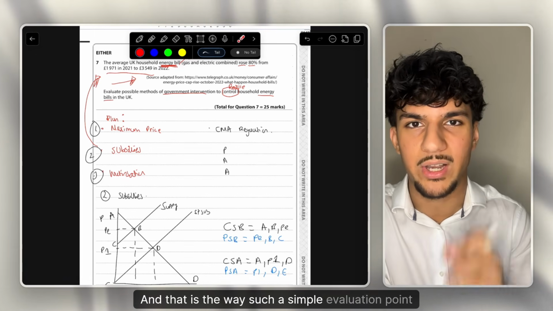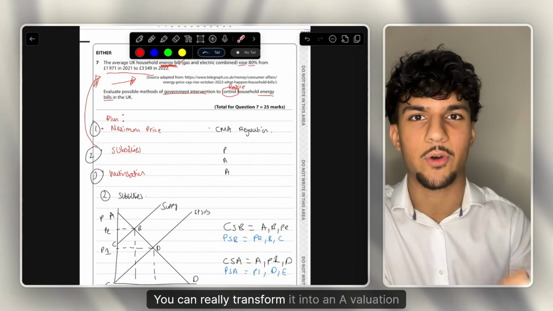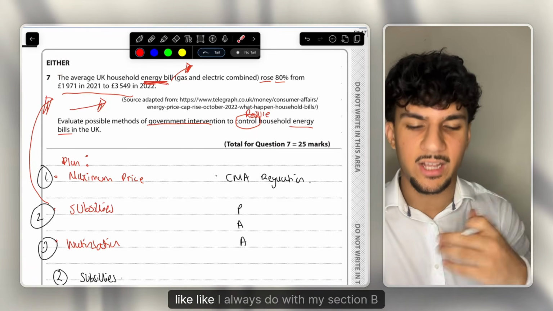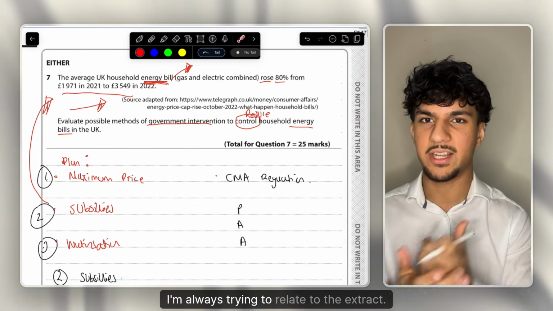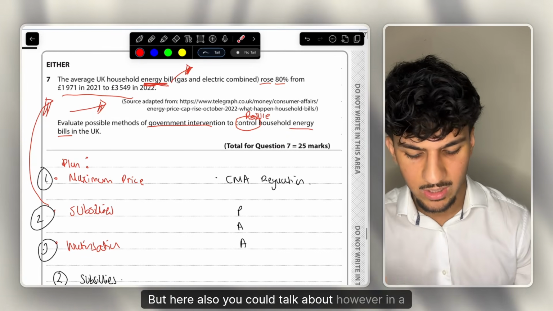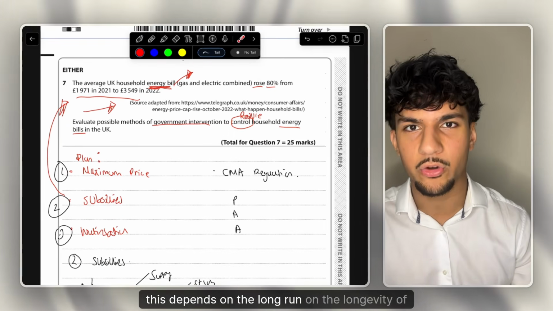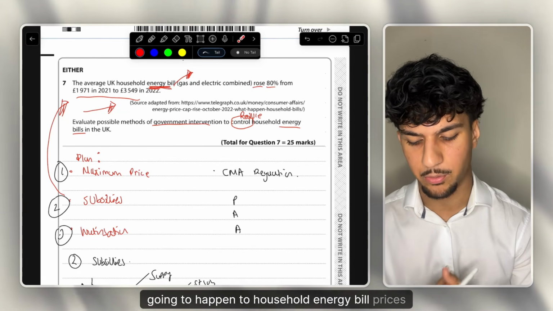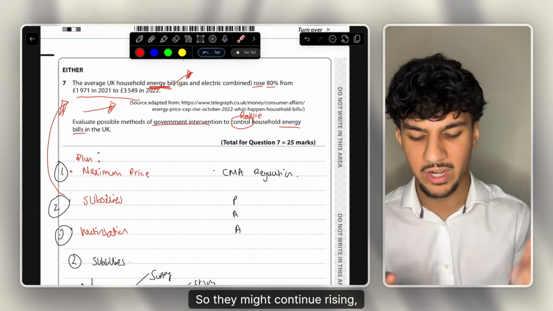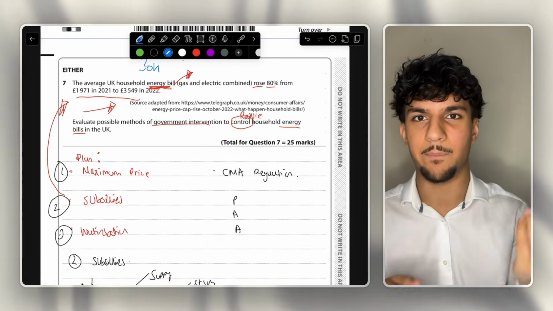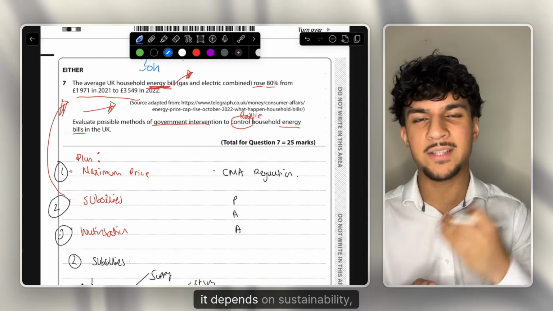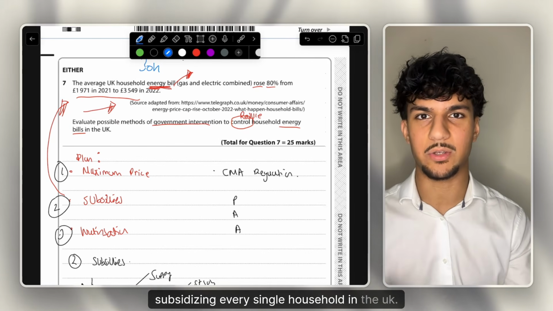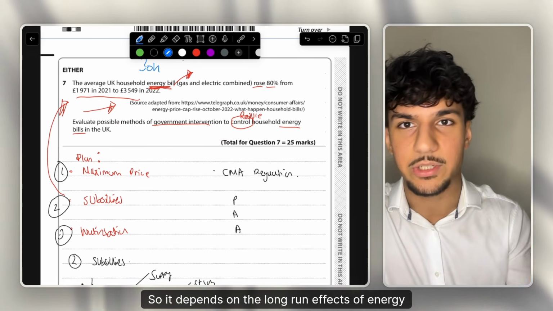And that is the way, such a simple evaluation point being opportunity cost, you can really transform it into an A-star evaluation point. And what I always try to do with evaluation, even though the stimulus is small, like I always do with my section B evaluation, I'm always trying to relate it to the extract. But here also, you could talk about, however, in evaluation, this depends on the long run, on the longevity of the subsidy, as the government don't know what's going to happen to household energy bill prices in the long run. So they might continue rising. They may become 30,000 in 5 years. No one knows what's going to happen. Therefore, it depends on the sustainability, whether the government can actually continue subsidising every single household in the UK. So it depends on the long run effects of energy bills and energy prices.